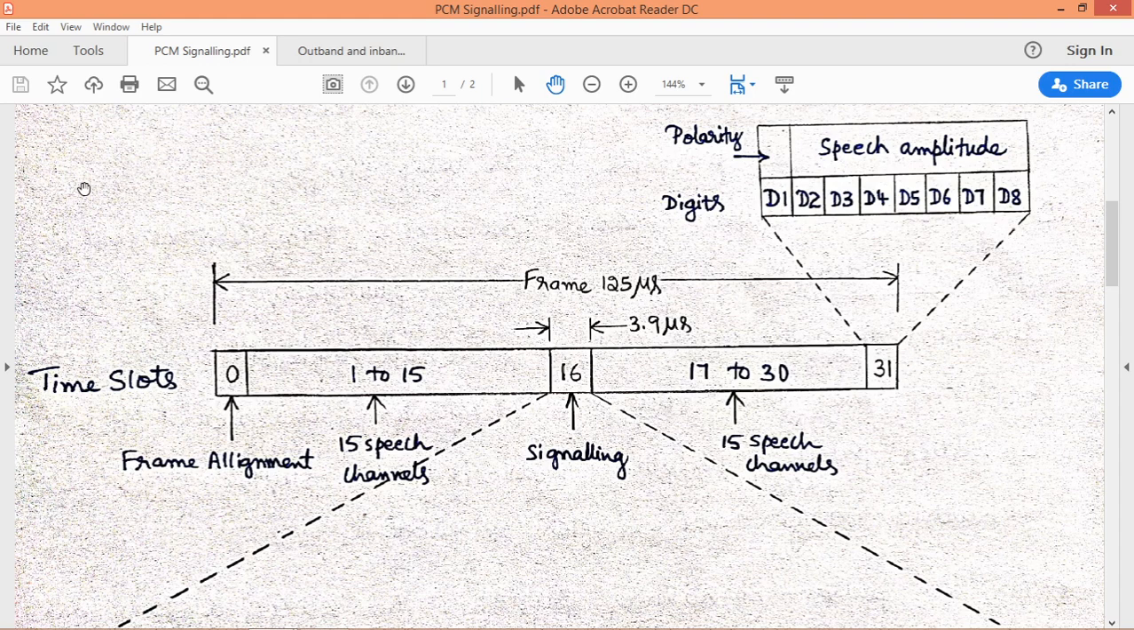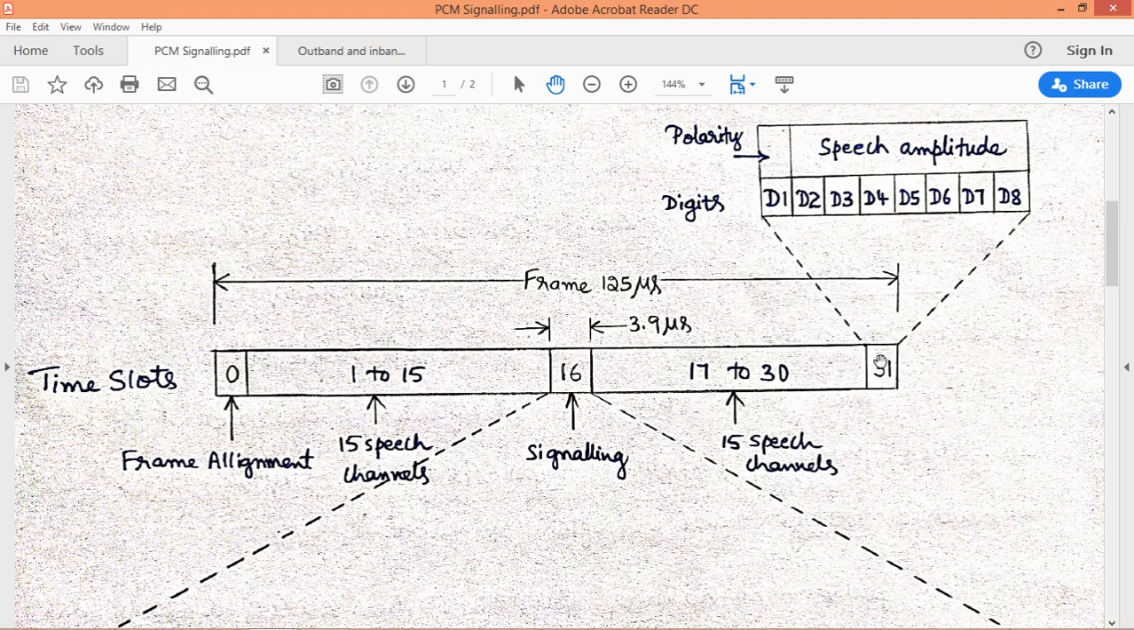Whatever analog signal was there at the transmitter end is converted into digital with the help of pulse code modulation and then transmitted via these different channels. We know PCM channels, so from each and every channel we have corresponding time slots. In total, this particular PCM frame supports 15 plus 15, that is 30 different speech channels. 30 different speech channels are supported by this PCM frame.